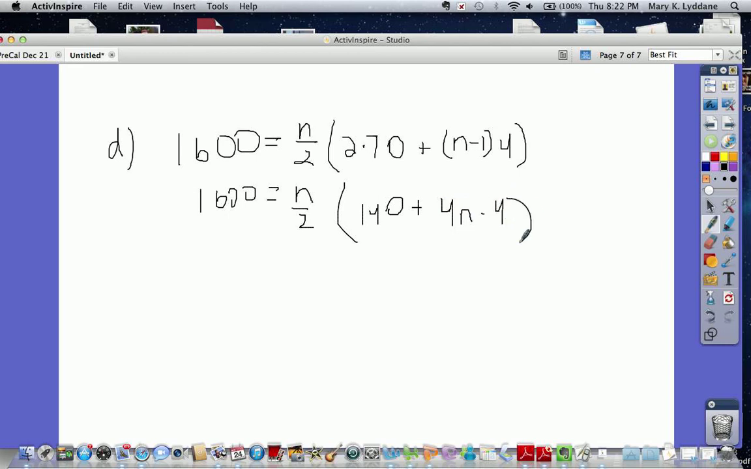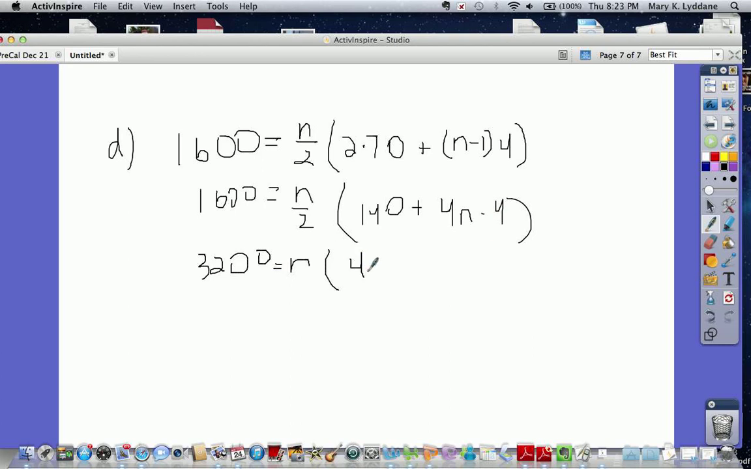All right, now there's a couple ways that we could solve this problem. Let's go ahead and get rid of that fraction. That 2 is bugging me. Multiply both sides of the equation by 2. So over here on the left, we're going to have 3,200. I've gotten rid of the 2, and I've got n times 140 minus 4 is 136.